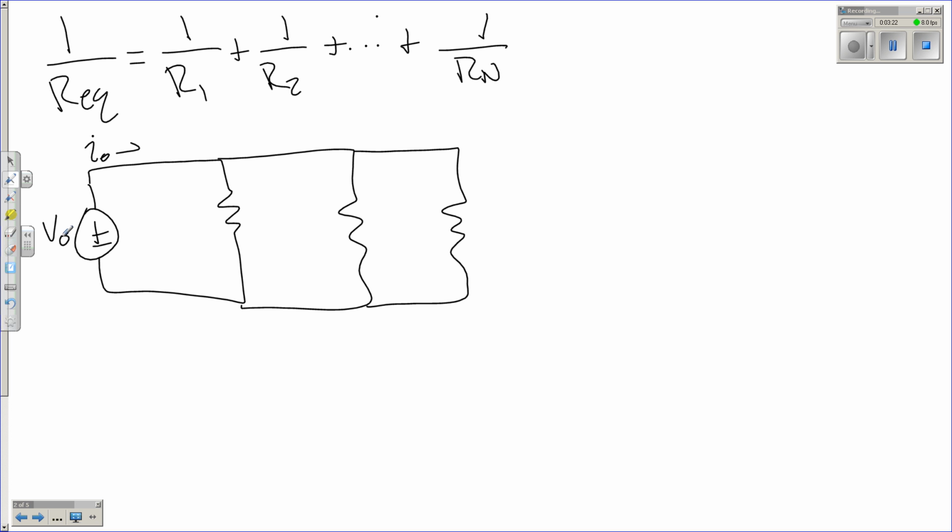And we know from Kirchhoff's current law that the branch currents across each of these resistors are going to have to equal what we get in, right? So we've got I1 across R1, I2 across R2, and I3 across R3. And we know that those all have to sum to I0.